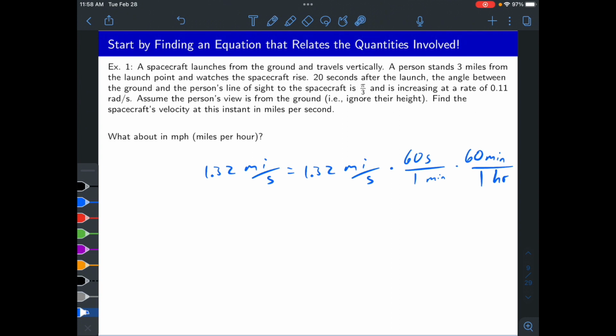And so multiplying by these unit conversion factors, we would cancel out our seconds and then have how many miles per minute we're going, and then multiply by 60 minutes in 1 hour and get that many miles per hour. So we get 1.32 times 60 squared miles per hour. I'm not going to bother putting this into a calculator, but of course you could if you wanted a more precise answer.